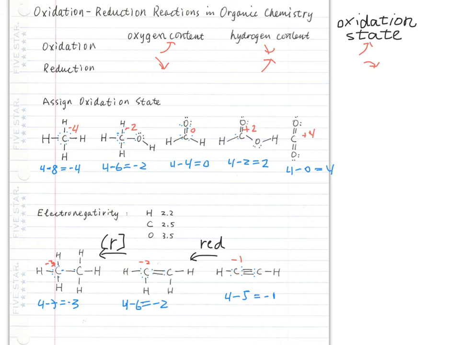Okay, and in the example earlier, from methane to methanol, formaldehyde, formic acid, and carbon dioxide, from left to right, the oxidation state increases, and therefore converting a species from left to right is an oxidation reaction. And converting any of the species from right to left is referred to as a reduction reaction.